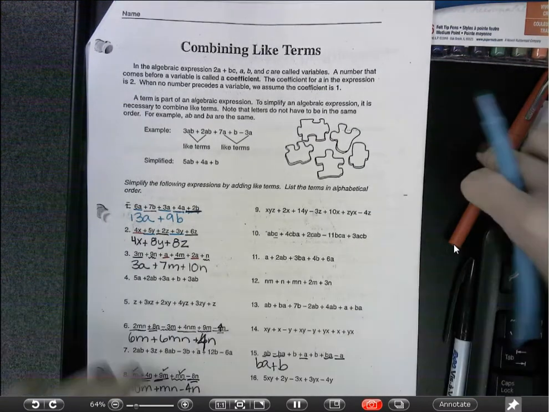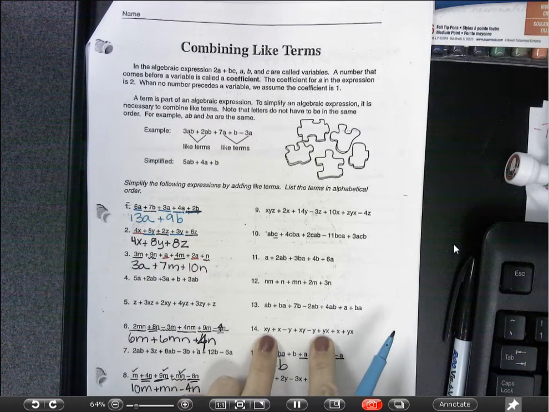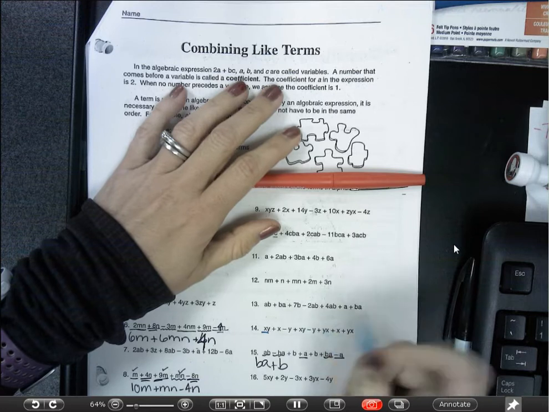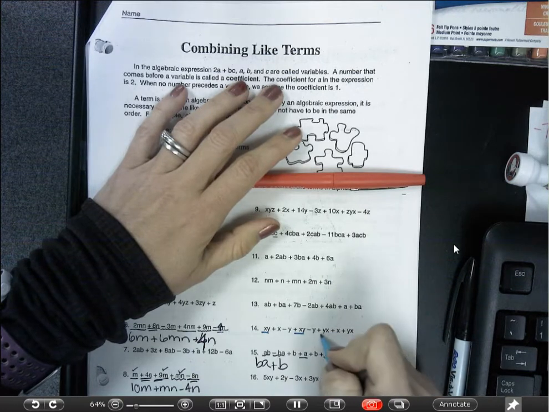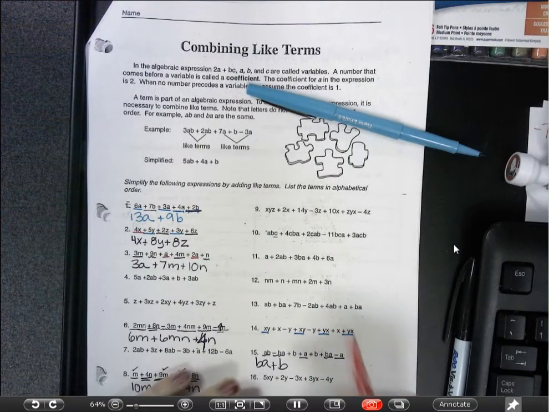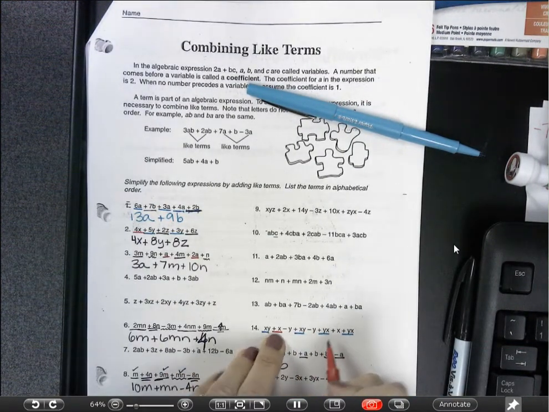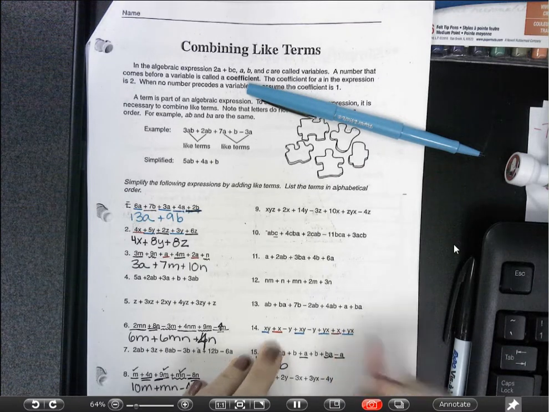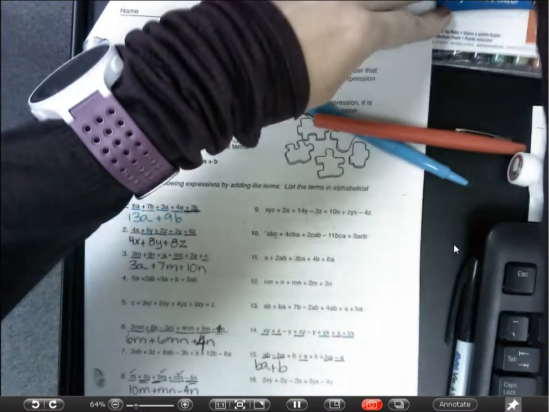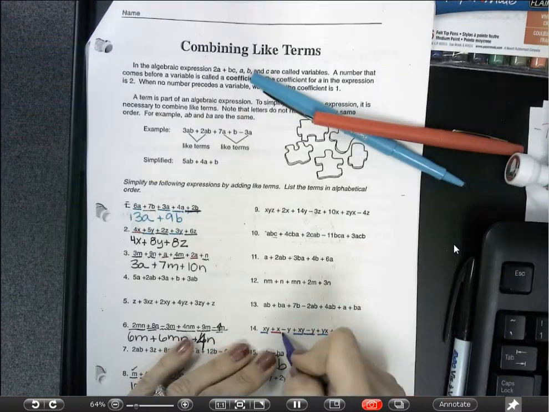So if you guys notice, I have an XY and a YX, which are the same. I have an X and I have a Y. So I'm going to start by underlining my XYs to kind of set those apart. Then I'm going to underline my X's. And you guys notice that I'm also underlining the symbol that goes in front of it, just so that I pay attention to whether it's positive, negative, or what. And then I'm going to underline my Y's.